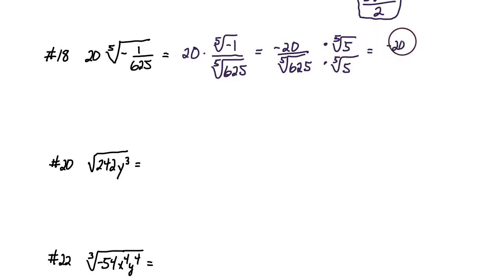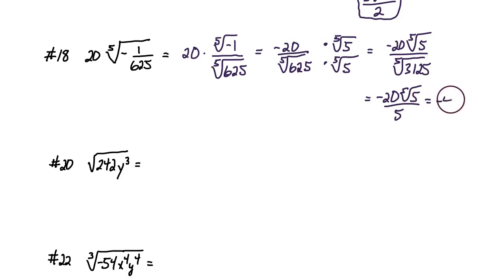This makes negative 20 times the fifth root of 5 all over the fifth root of 625 times 5, which is 3,125. The fifth root of this number just makes a 5, which we then can reduce into the negative 20. So final answer is negative 4, fifth root of 5.